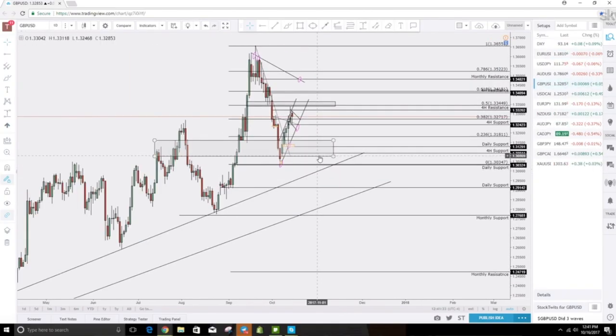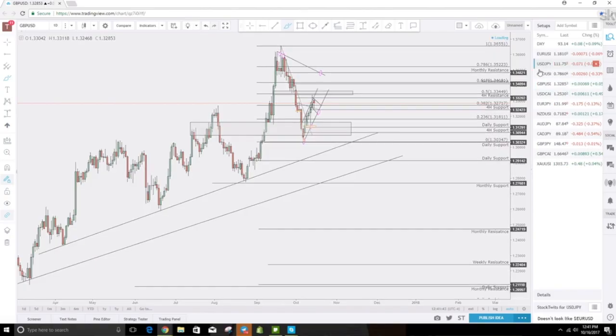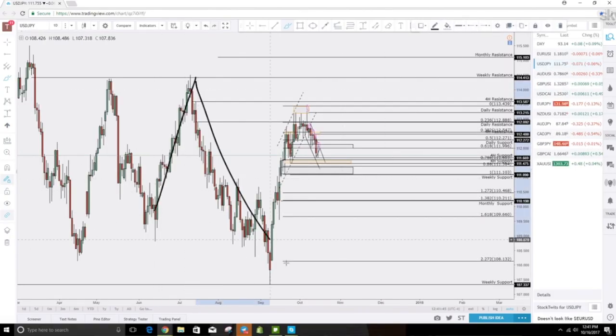GBP US dollar, we can see that structure is creating somewhat of a similar structure, just like the US dollar to Japanese yen. You can see impulsive up, impulsive down. We're expecting another impulsive up. You go to UJ over here and you can kind of see the same thing. Impulsive up, impulsive down, looking for another impulsive up.